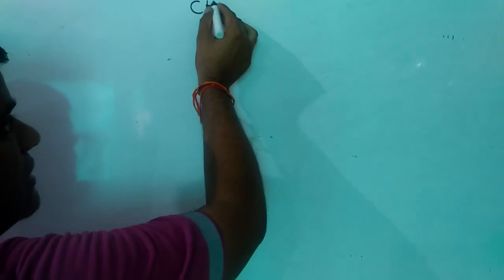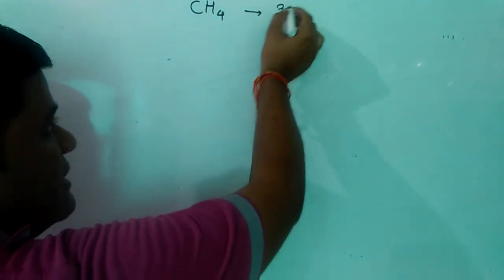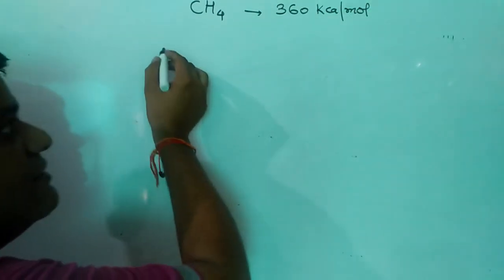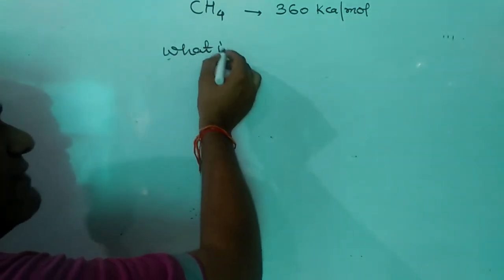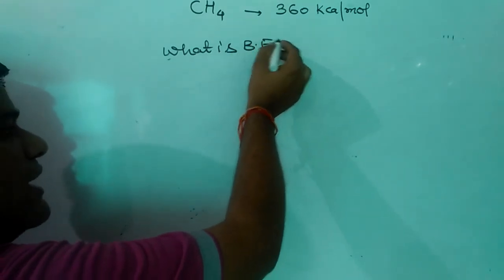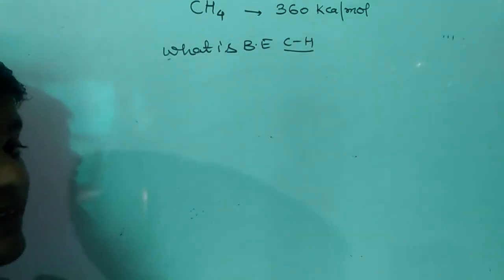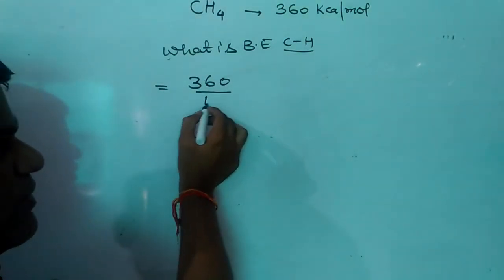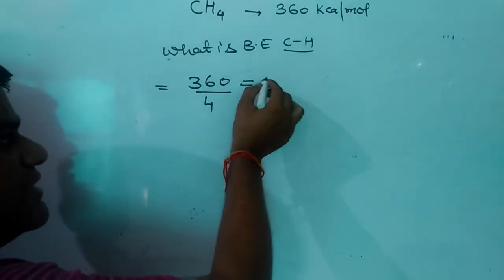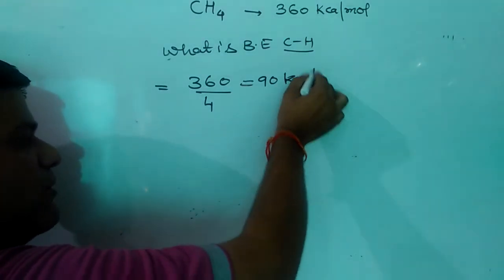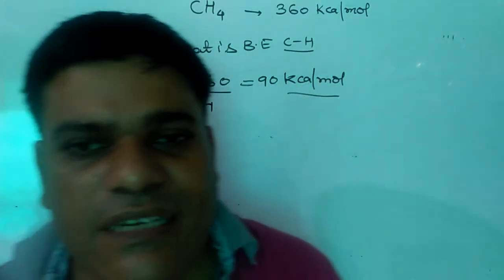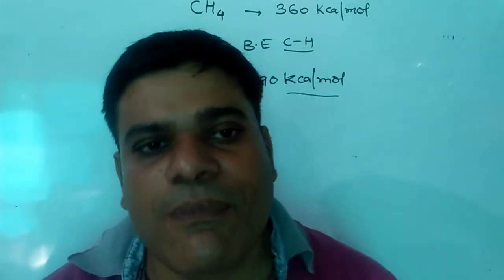For example, there might be a question: for the methane molecule, the dissociation enthalpy is 360 kilocalorie per mole. Then what is the bond enthalpy of the carbon-hydrogen bond? In this case, the bond enthalpy will be 360 by 4 because 4 covalent bonds are there. For 1 mole, it will be 360 by 4. That's why it will be 90 kilocalorie per mole.